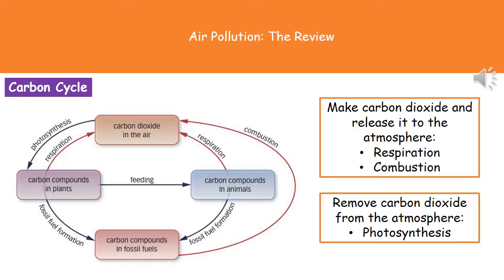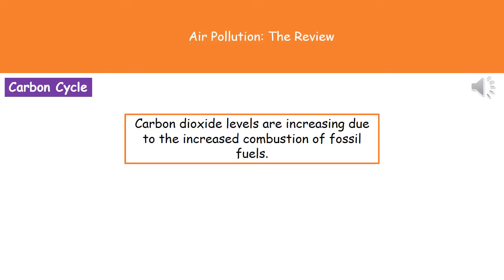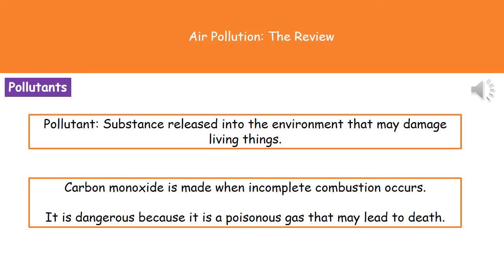All you need to do to get that right is just spot the arrow that goes from carbon dioxide in the air to plants. That one is our photosynthesis. If it's going from a living thing back to the carbon dioxide in the air, it's respiration. And if it's going from fossil fuels to the air, then that will be our combustion. One thing to bear in mind is that when we're thinking about the carbon dioxide levels in our atmosphere today, what we're seeing is that they're increasing. That's mainly down to the increased combustion of the fossil fuels on the planet today.